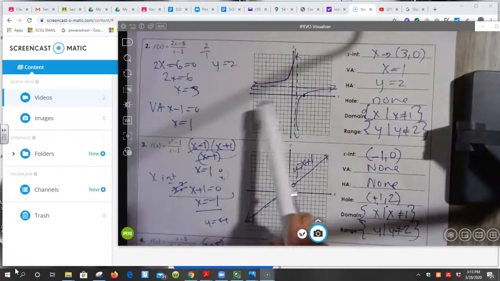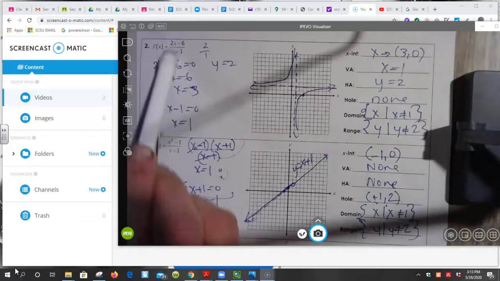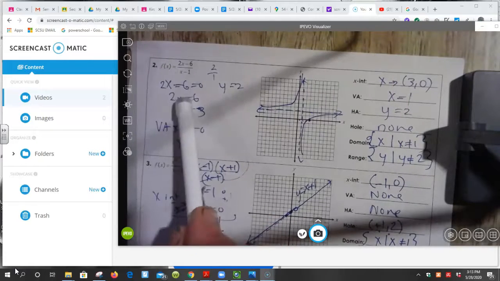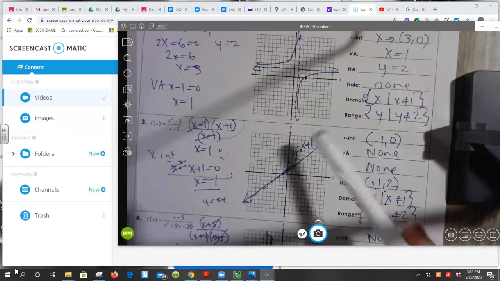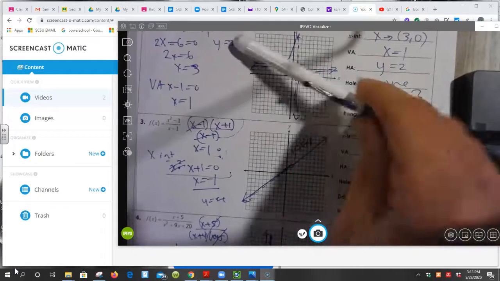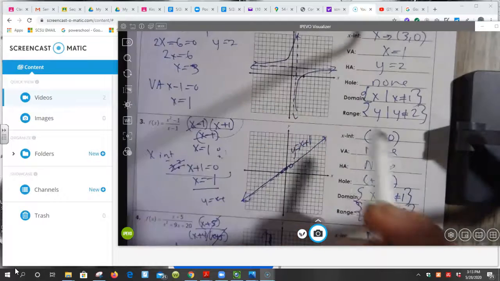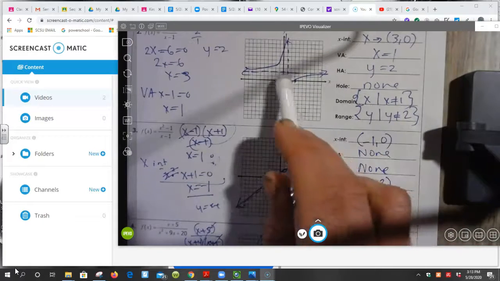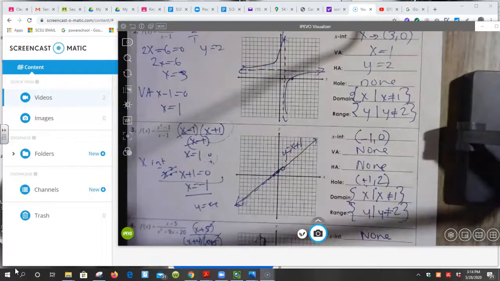And then we're looking for the horizontal asymptote. We look at the ratio of the degrees. In this case, the degrees are the same, first power, so it's just 2 over 1. So y equals 2, and that is our horizontal asymptote right there. Now there is no hole because I didn't divide out any common factors, and domain x could be anything but 1, and range y could be anything but 2.